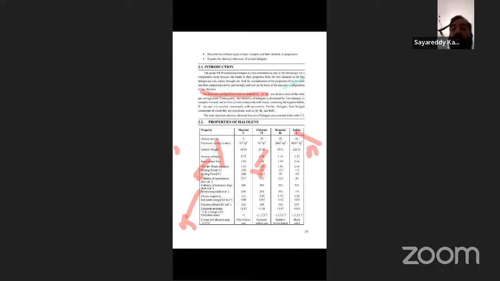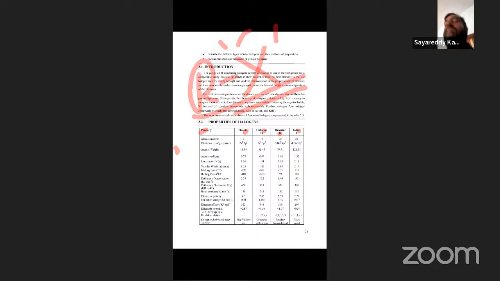See, what are the properties of the halogens: fluorine, chlorine, bromine, iodine? We are discussing halogens, shown as X. In an alkyl halide, RX, X means halide. X is fluorine, chlorine, bromine, iodine. These are the complete halogens.